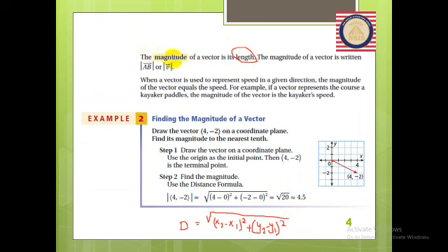How can I get the magnitude of the vector? I'm going to get it by using the distance formula. What is the distance formula? The square root of x2 minus x1 power 2 plus y2 minus y1 power 2. And of course, to draw the vector, I'm going to take the initial point as the origin, and the terminal point is the ordered pair, which is the 2 points he gave you. Okay?